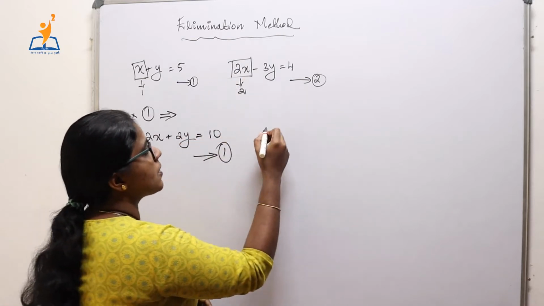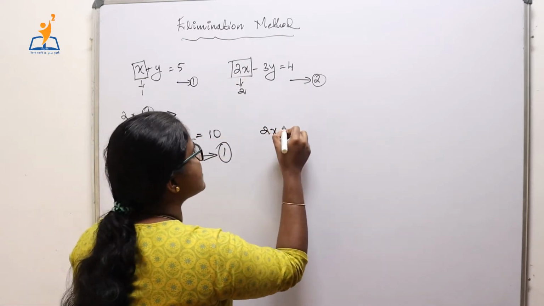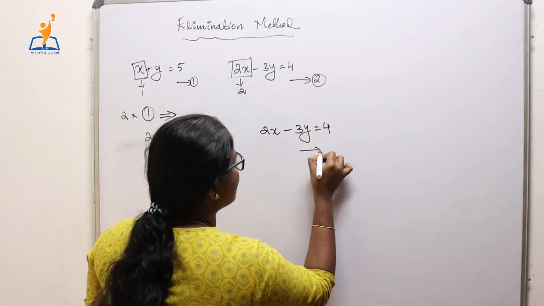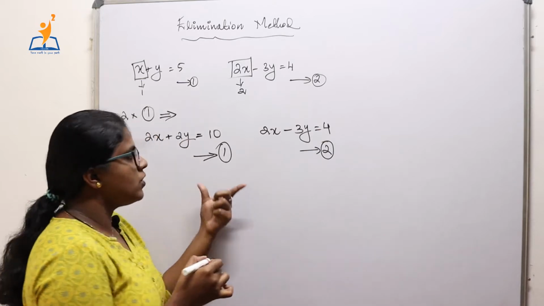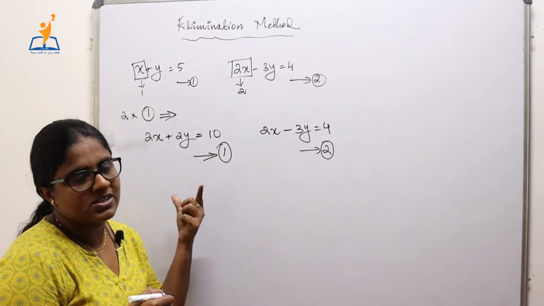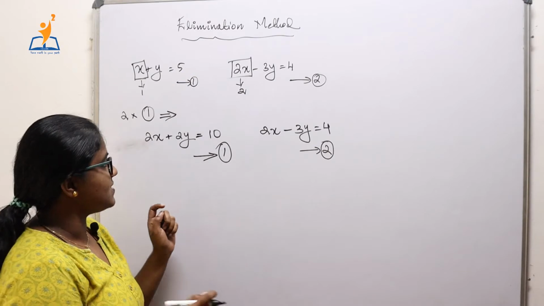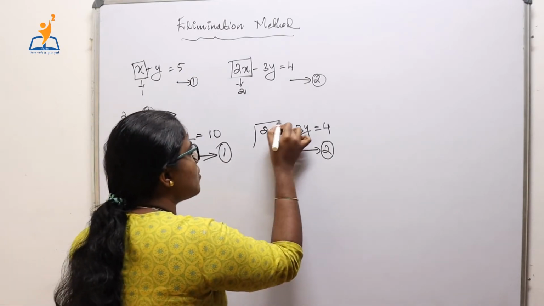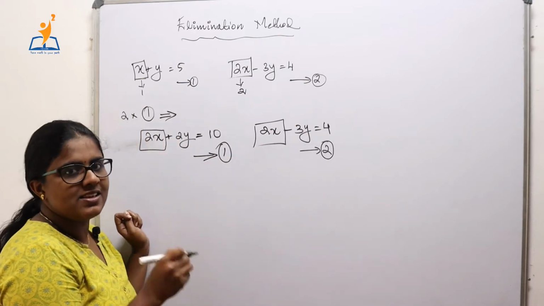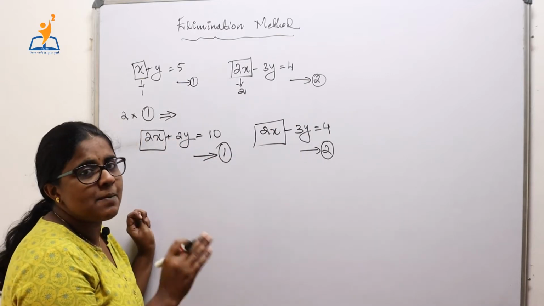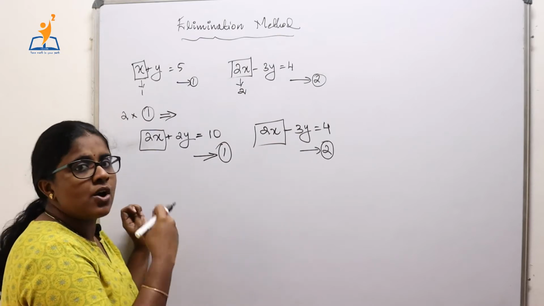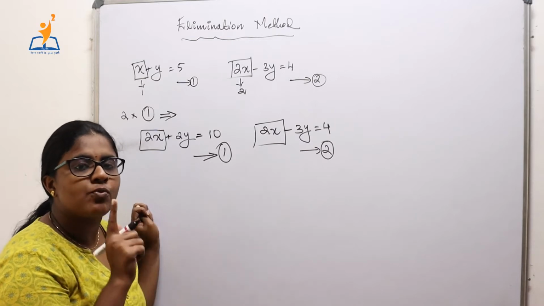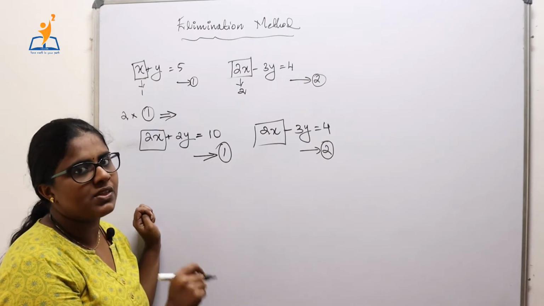Now, this particular equation remains like that itself, that is 2x minus 3y equals 4. This is our equation number 2. So, now we are going to solve these two equations instead of these two equations. Now, look here, the coefficient of x is 2 and here also the coefficient of x is 2. Now, the next step is to subtract or add these two equations in order to eliminate one of the variables from both of the equations.